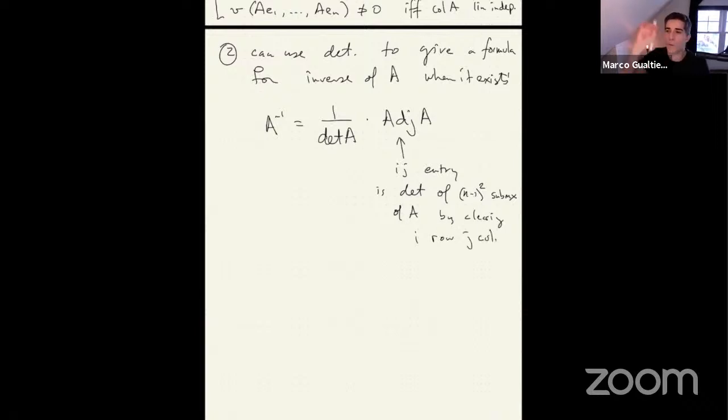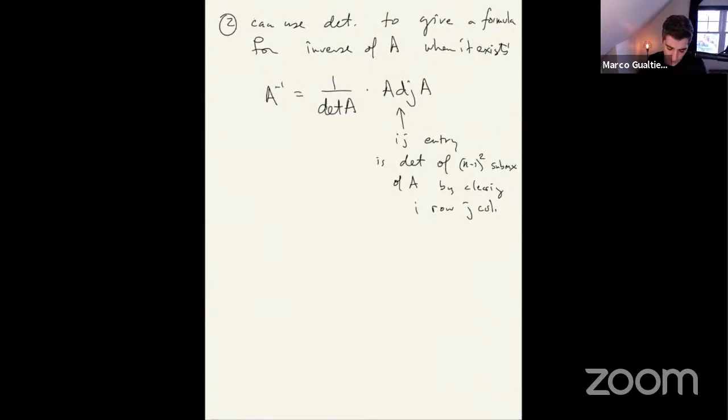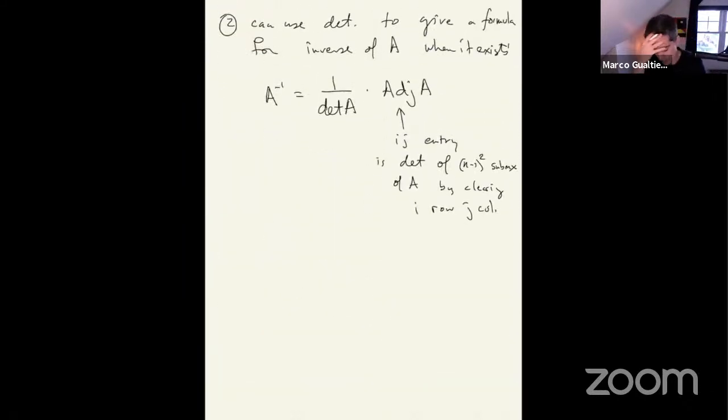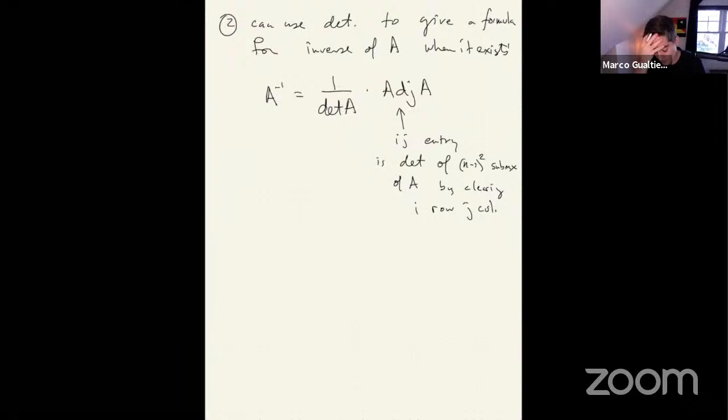So you basically create a new n by n matrix which consists of all possible n minus 1 by n minus 1 determinants of submatrices of A, right? That involves a lot of work to make this matrix, and then you divide by the determinant of the full matrix, and it turns out that this will give the inverse.